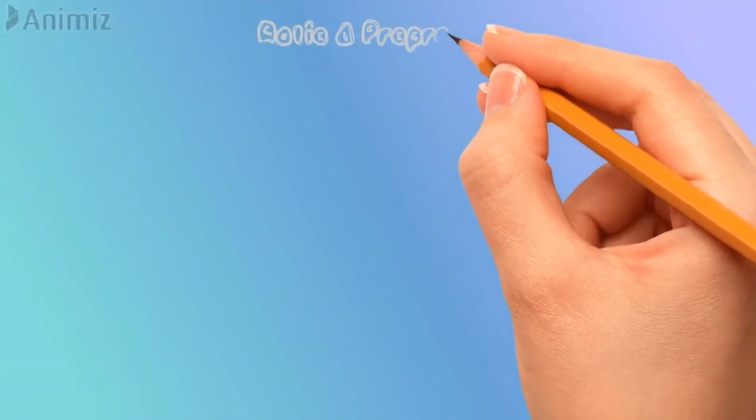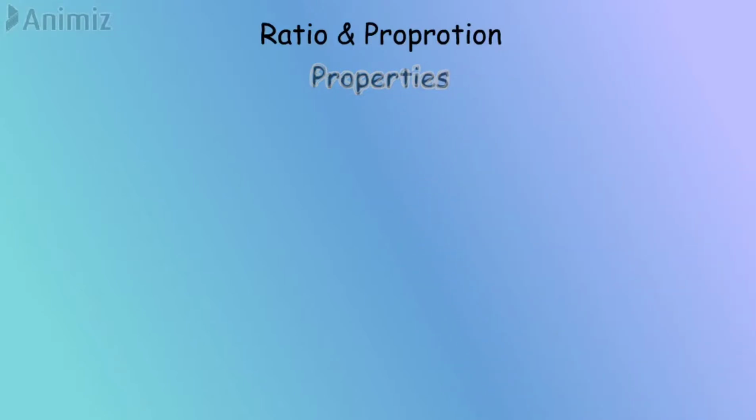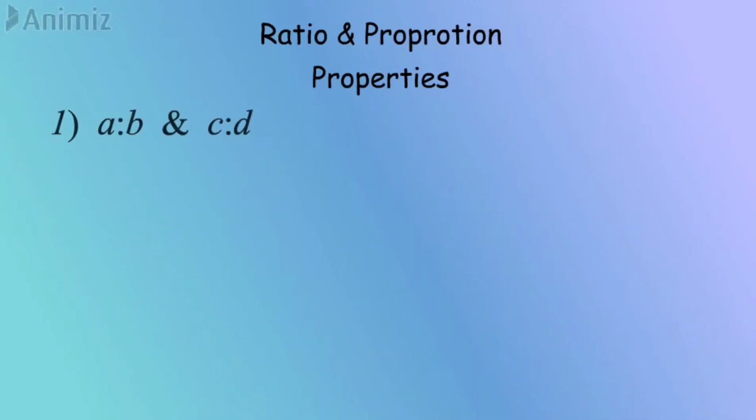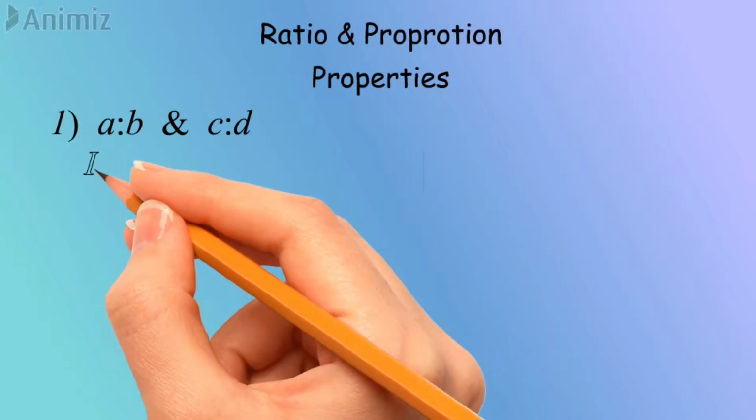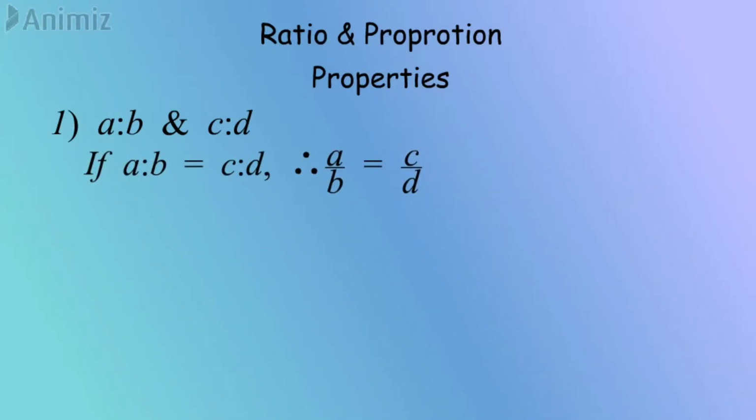Now students, let's discuss the properties of proportion. There are actually 5 properties which we have to use for the sums. For that I am first considering two ratios, A is to B and C is to D. If both the ratios are equal, you know how you can write? Yes, A by B equal to C by D.